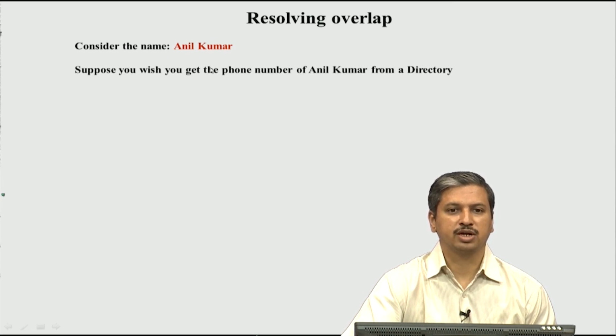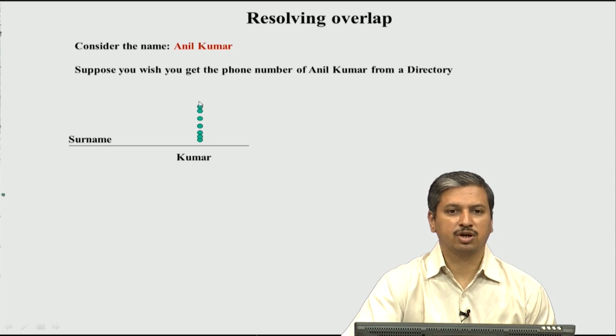So, I am just going to take that example. Let us say I am trying to search the phone number of Anil Kumar from a directory. Let us say I look at only the surnames. If I look at surnames, obviously there will be a number of Kumars. There need not be only Anil Kumar, there can be many other Kumars.